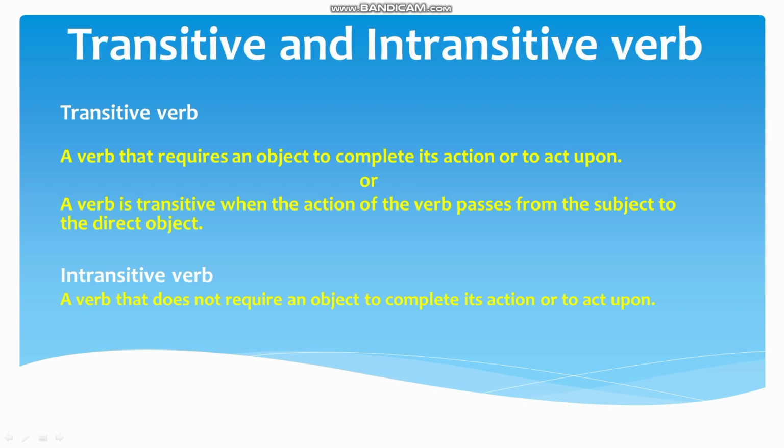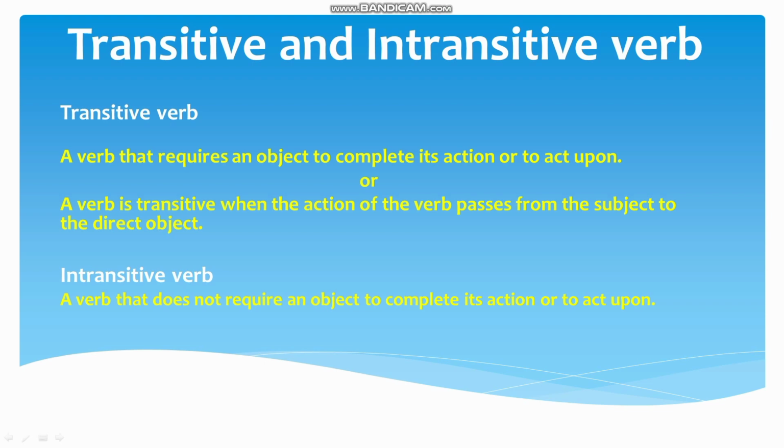verb is the opposite of transitive verb. Like we use complete and incomplete, and in is used as a prefix, so it's the opposite of transitive verb, and it's very easy to understand, and they're quite easy to learn. Intransitive verb is a verb that does not require an object to complete its action or to act upon.